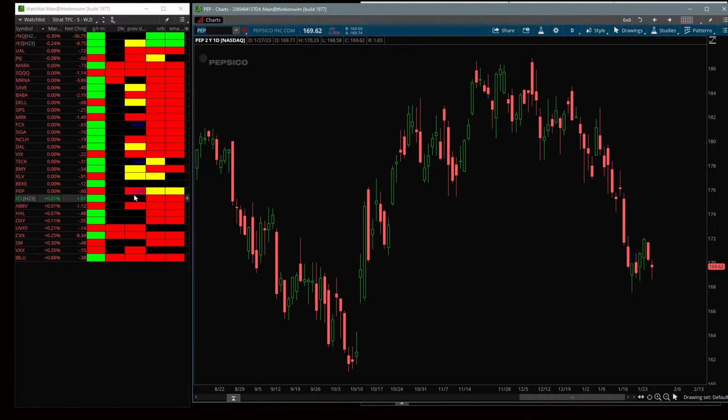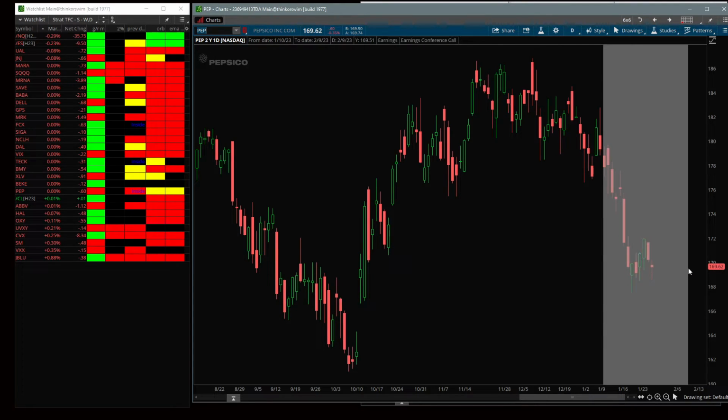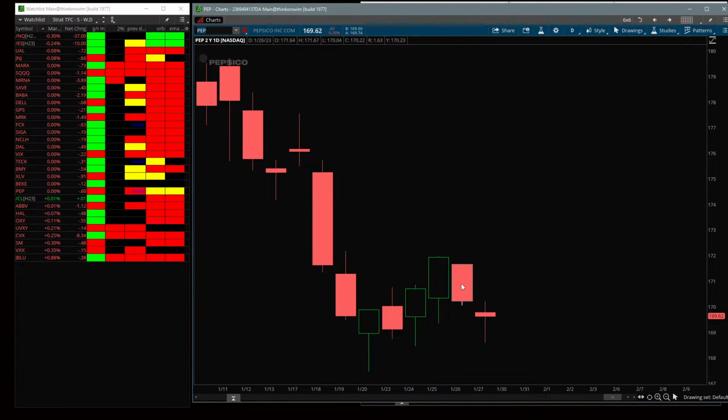All right, so Pepsi is one that had an inside day previously. If we look at that right here, this is the previous day that it's referring to. The high of the day was below the high of the previous day, and the low of the day was above the low of the previous day. So the entire trading range is inside this trading range. So it's considered an inside day.